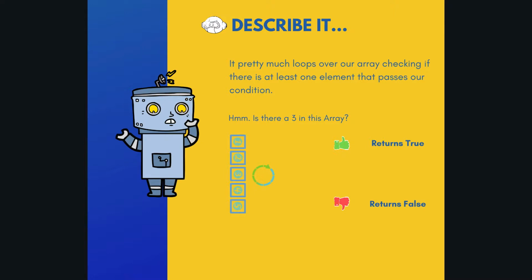Well, it pretty much loops over our array, checking if there's at least one element that passes our condition. So again, the sum method is going to take a callback as its first parameter, and it's going to iterate over our array, apply that callback to each element within the array, and check to see if it meets some condition that we define. If there is at least one element that matches the condition, then it's going to return true. And if not, it's going to return false. Let's take a look at an example.